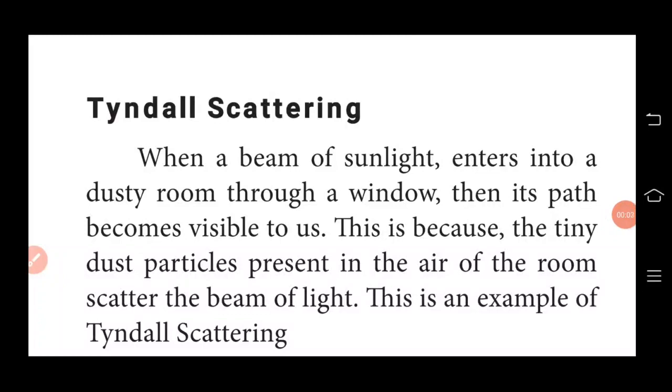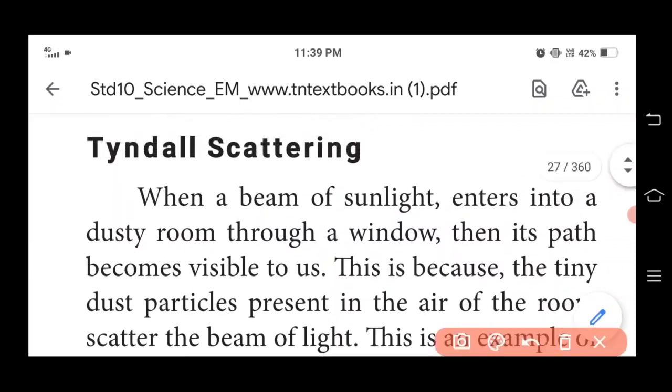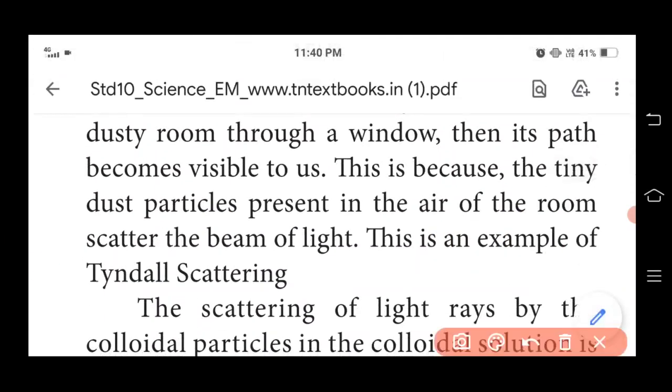Tyndall scattering. By explaining a known example: when a beam of sunlight enters a dusty room through a window, its path becomes visible to us. This is because the tiny dust particles present in the air of the room scatter the beam of light. So this is an example of Tyndall scattering.